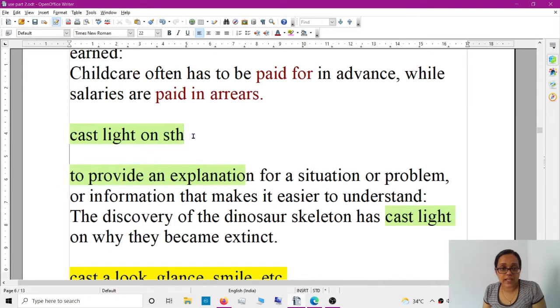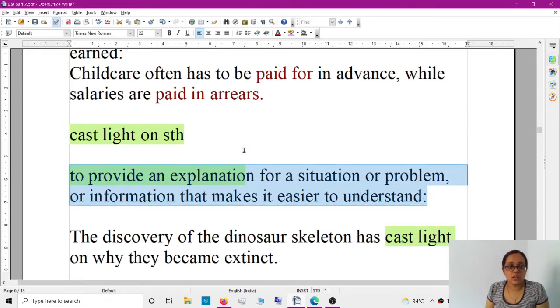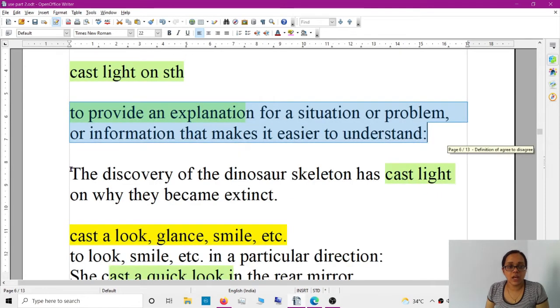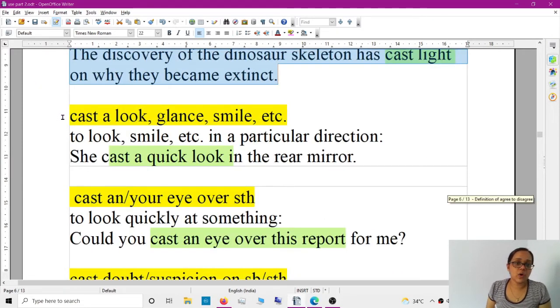Next is cast light on something. Cast light on something means to provide an explanation for a situation, problem or information that makes it easier to understand. The discovery of the dinosaur skeleton has cast light on why they became extinct. So there is an explanation.